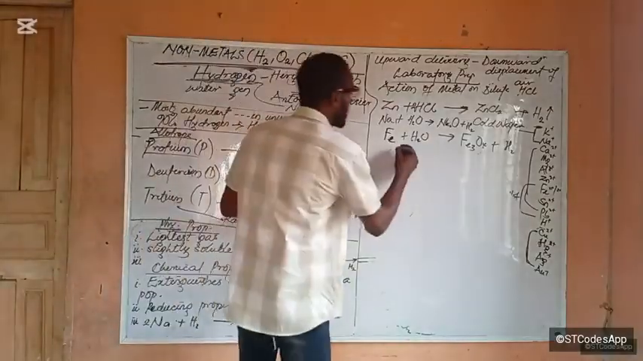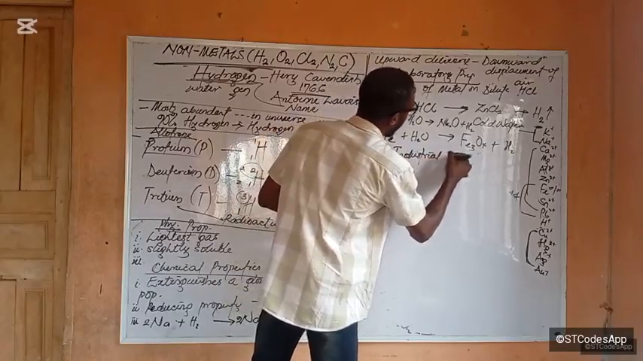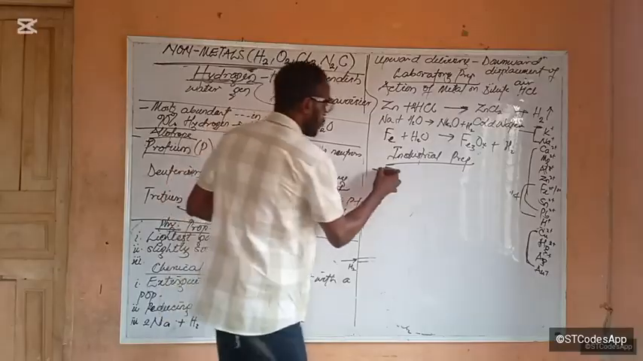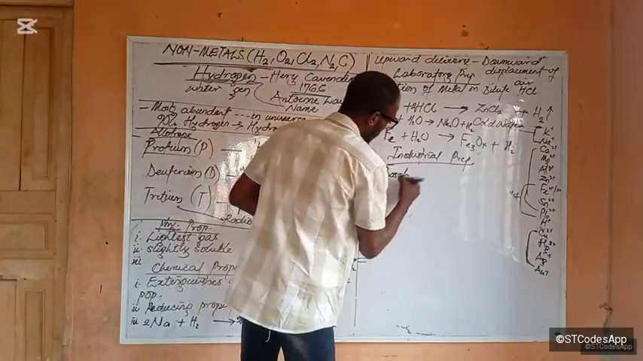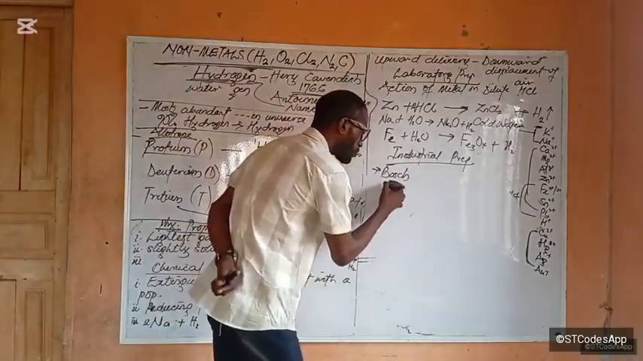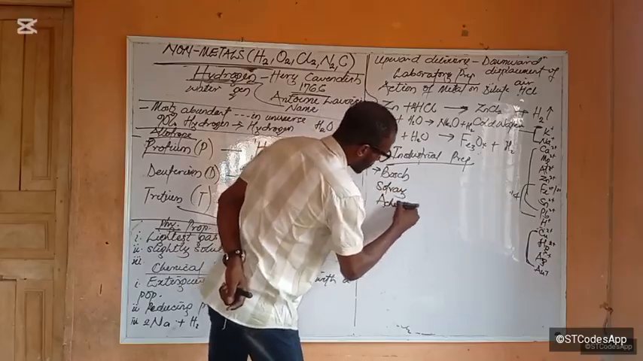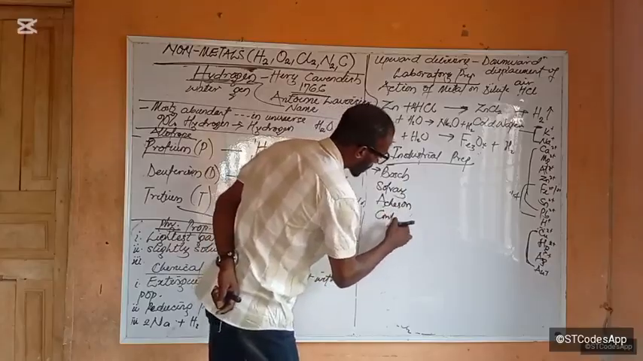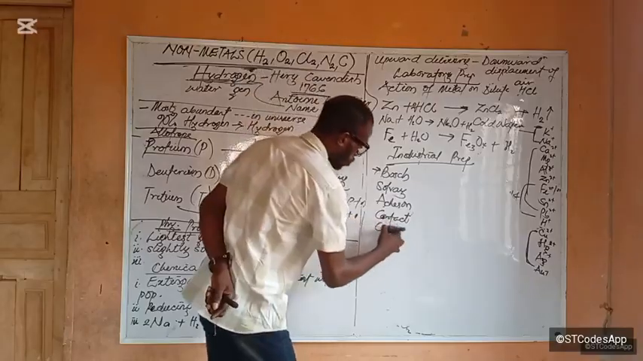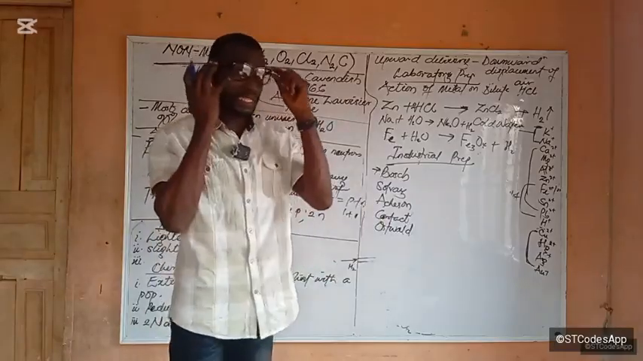Now, let's talk about the industrial preparation of hydrogen. It is prepared industrially using the Bosch process. Quickly write the following processes down, then we'll continue. We have Bosch process, Solvay process, Exins process, contact process, Ostwald process. These are the ones that they commonly ask the most.